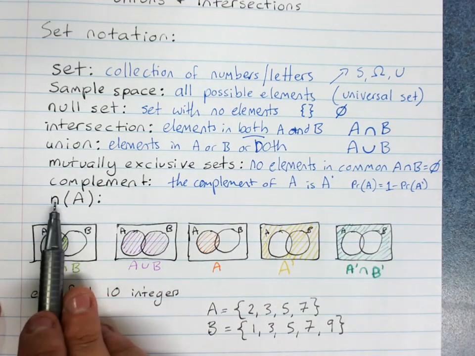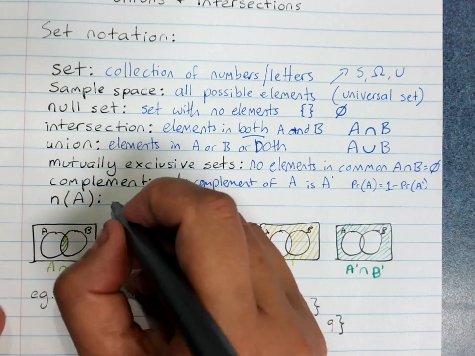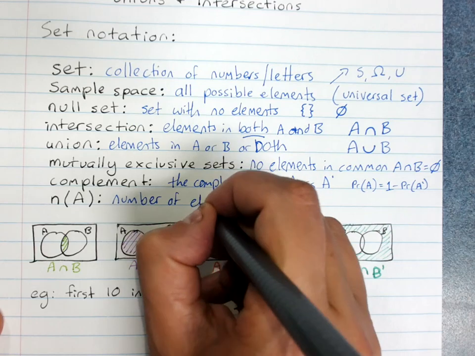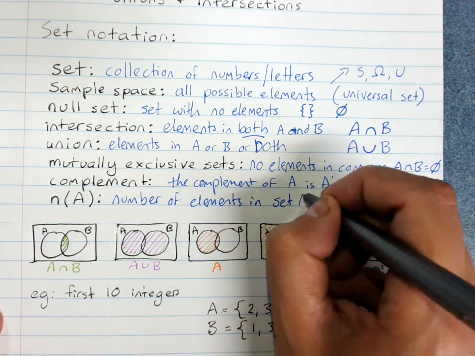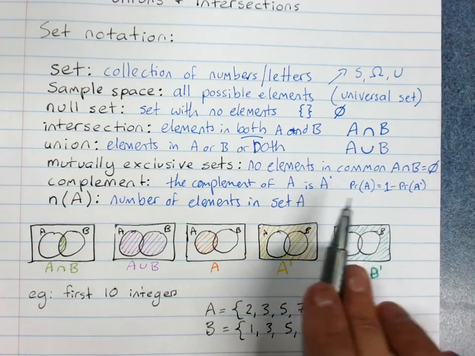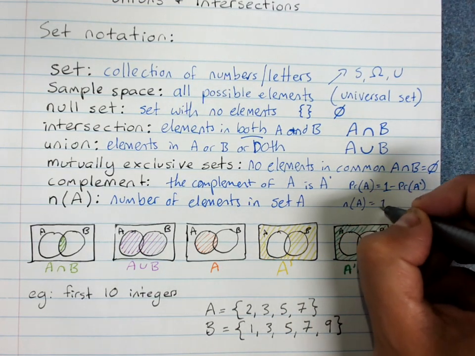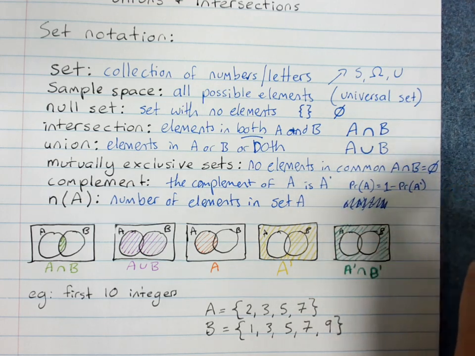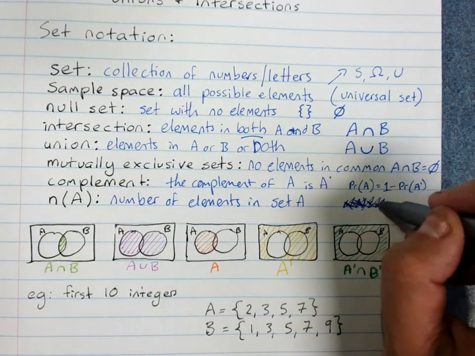This notation here, an N out the front instead of probability, means the number of elements in set A. And the same rule holds. The number in A is equal to 1. No, it's not. That would have been very foolish of me. Don't listen to me.